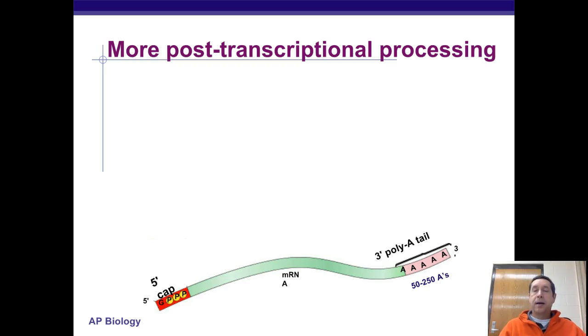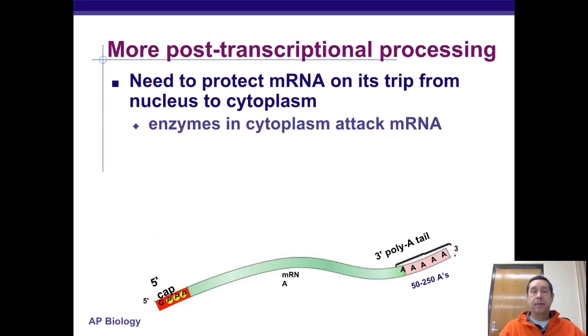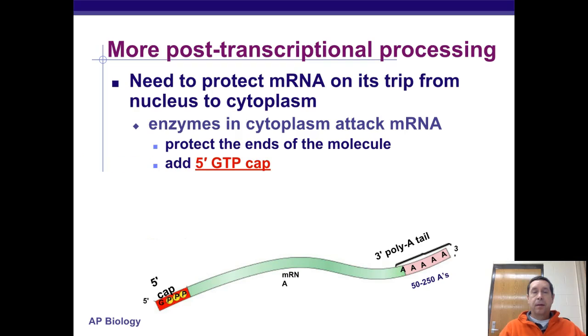Now, cutting the introns out is only part of what has to happen to the messenger RNA before it leaves the nucleus and heads out to the ribosome. One of the things that has to happen is there are enzymes in the cytoplasm that break up messenger RNA. So we need to protect it. So at the tips, there's things added to the messenger RNA to protect them from these enzymes. So at the 5' end, there's a GTP cap added, which is a guanine nucleoside, basically, that's added at that end.